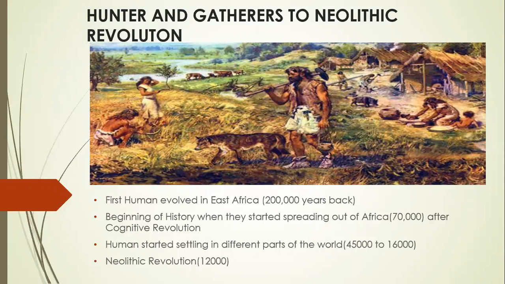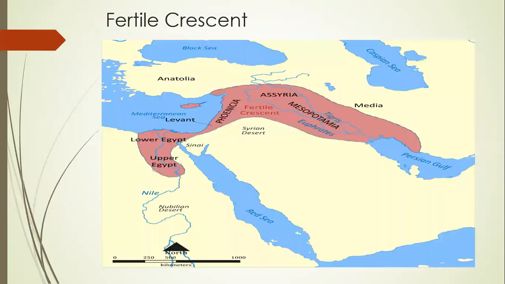And then we have the Neolithic revolution, or agricultural revolution, where humans started the domestication of plants and animals. It was dated back about 12,000 years. The Neolithic revolution in the world occurred in the areas of Lower Egypt, Egypt, Phoenicia, Syria, and Mesopotamia. So it formed a very crescent-like structure. That's why we call it the Fertile Crescent.